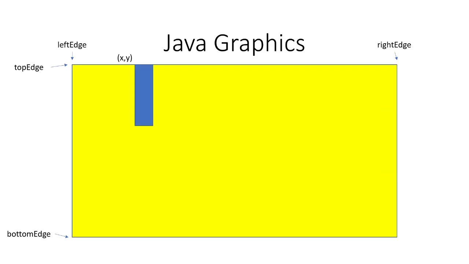Similarly, if we move up, we need to make sure that the Y edge of our rectangle never gets below the top edge of the frame. And if we're moving down, we need to make sure that the bottom of the rectangle, which is not Y, it's Y plus our height, can never be greater than the bottom edge of our frame.